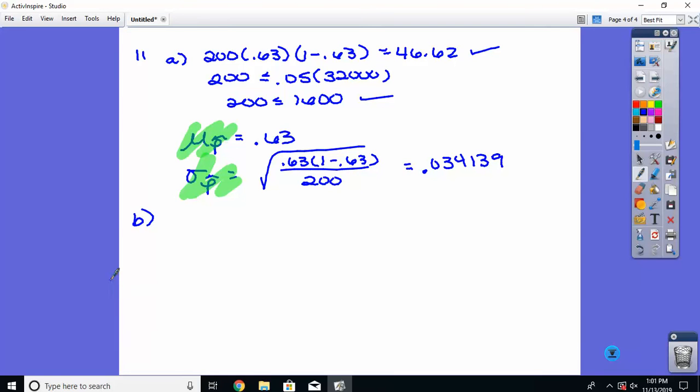Part B. I want the probability of obtaining 141 or more. Now you could find your P. You just do your 141 out of 200 to get your P. I actually gave it to you though. I'm finding the probability that P hat is greater than or equal to 0.705. So change that to a Z.